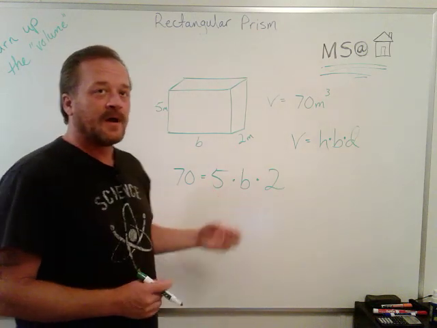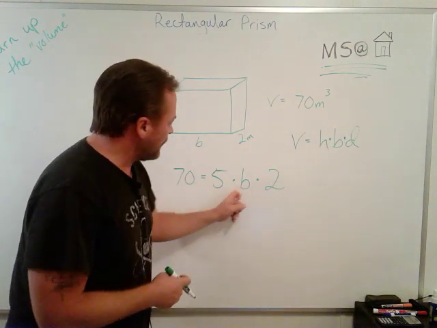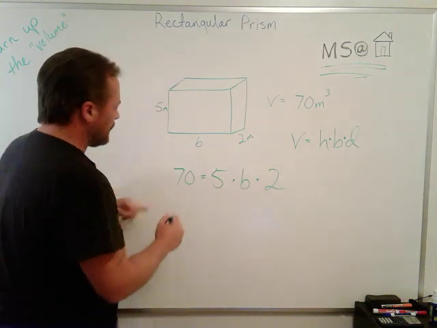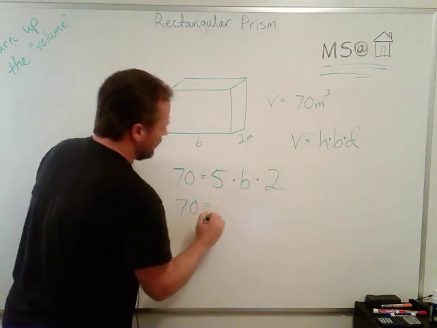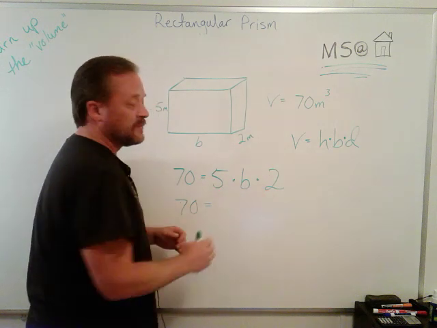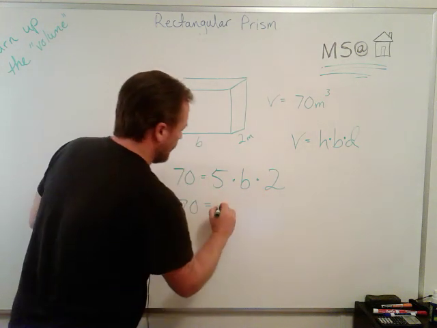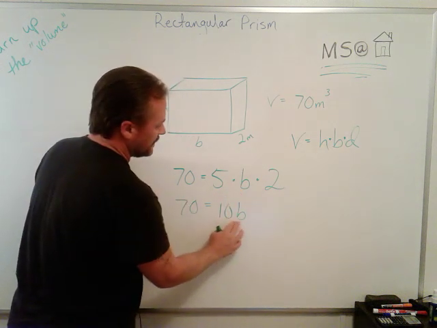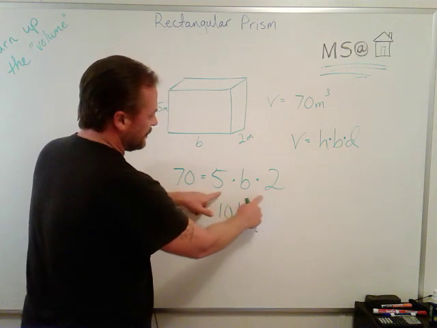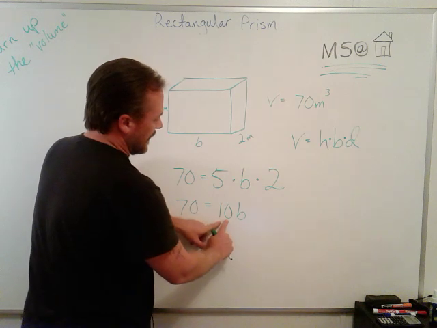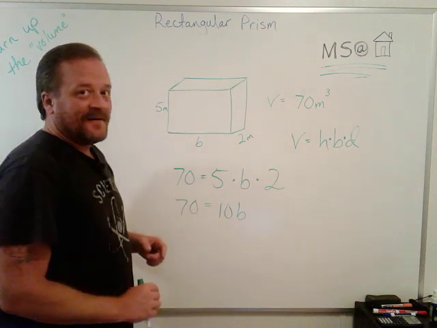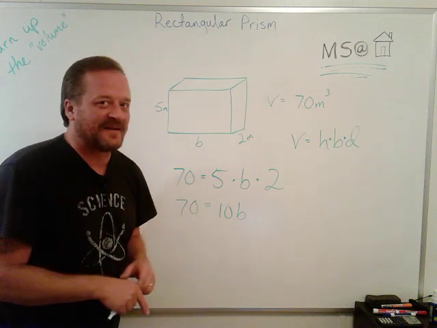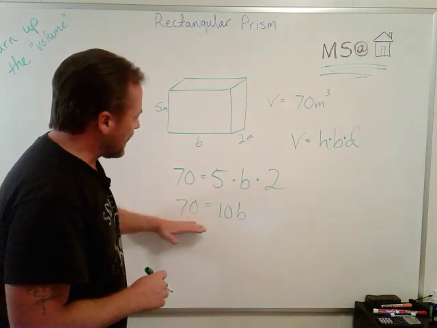Right? Now, I have 3 different things being multiplied here, so I'm going to go ahead and simplify that. I'm not doing anything to 70 yet, but here I can multiply 5 times 2, and that's 10, right? And then keep the B here, so I have 10 times B. See how I just simplified the 5 times 2 into a 10, and now it's 10 times B. See what I got now? I've got something that we've had plenty of practice with, and that's a one-step equation.